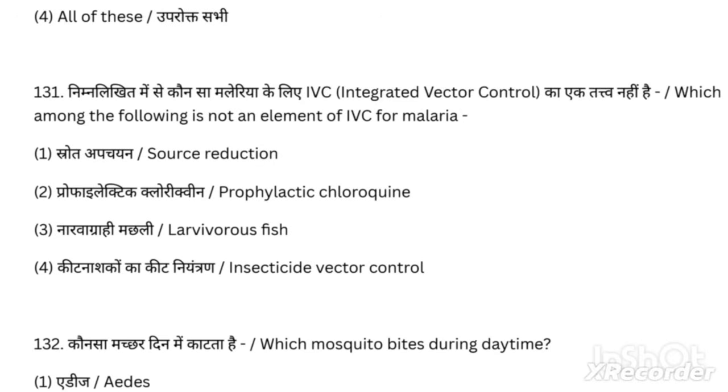So our next question is, which among the following is not an element of IVC for malaria? So the correct answer is prophylactic chloroquine. IVC is integrated vector control, not chemoprophylactic. So the correct answer is prophylactic chloroquine.